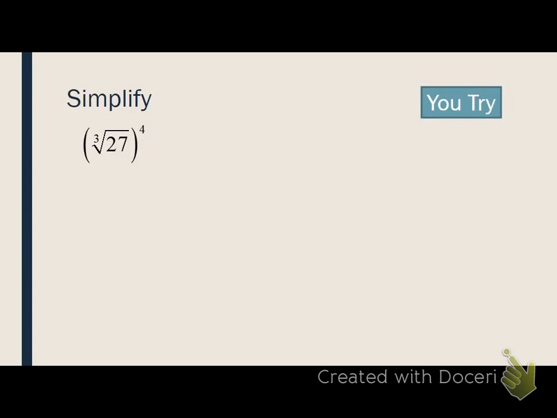You try to simplify this. I'll give you a couple seconds. You can stop the video if you want and then get it going again to see if you're right. So, did you get 81? Reduce that radical. And the cube root of 27 is 3. Then we're going to raise that to the 4th power and get 81. Okay? All right.